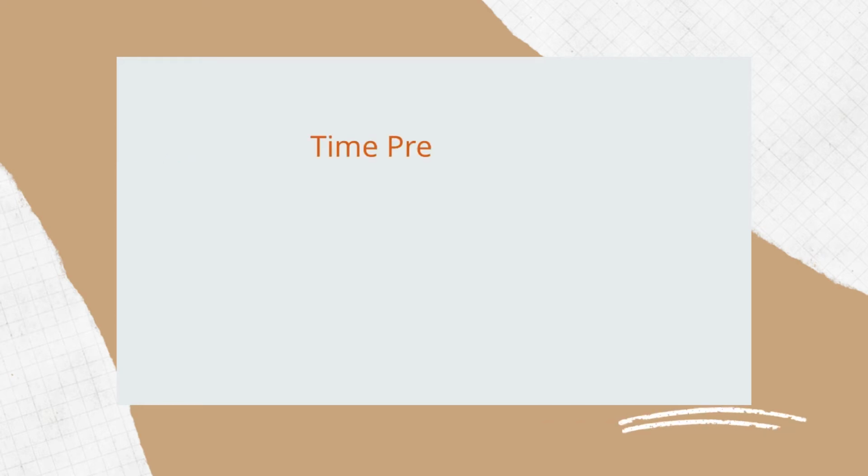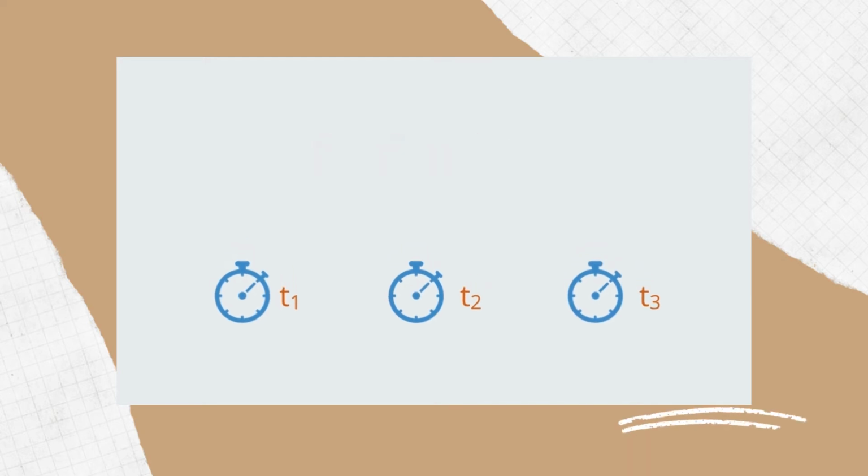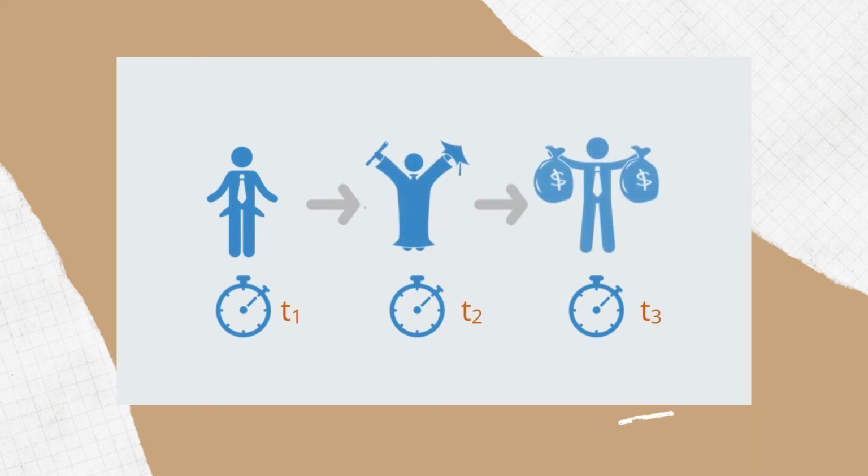Time precedence means that the cause must occur before the effect. If one wants to say that being well educated causes one to earn a higher salary, then the cause of being educated must precede the effect of earning a higher salary.